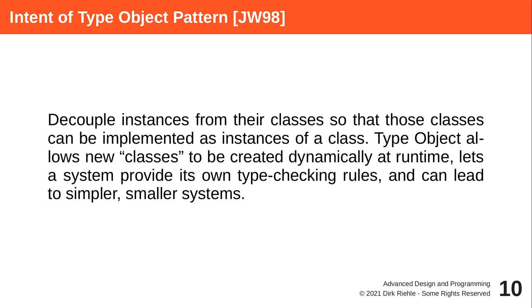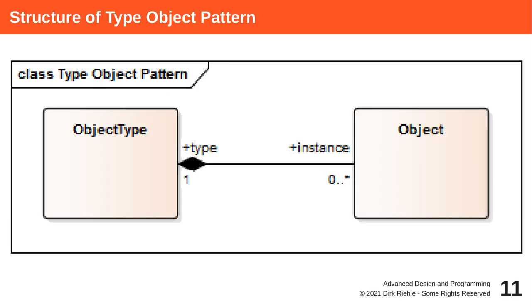And with that, you have your own type checking system, possibly. So you can have all kinds of rules for what makes a valid type, and you can instantiate more types, you can grow a type hierarchy, class hierarchy, and so forth. And it leads to many fewer classes that you would otherwise have to hand program, and therefore makes your system smaller and simpler.